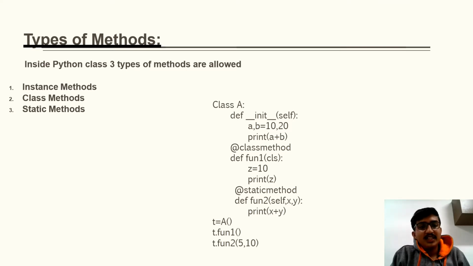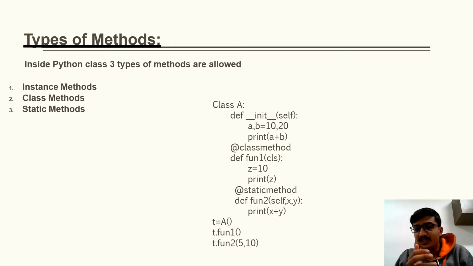Now, types of methods. Inside a Python class, three types of methods are allowed: instance methods, class methods, and static methods. Let's take an example of a class A. We have created the class A. With def __init__(self), we have created the constructor, which accepts the self parameter. We have written two variables, a = 10 and b = 20, and we just added both variables. A method in which we declare instance variables is called an instance method.